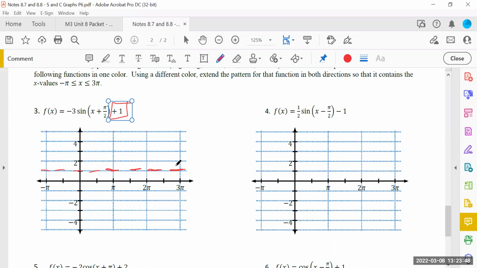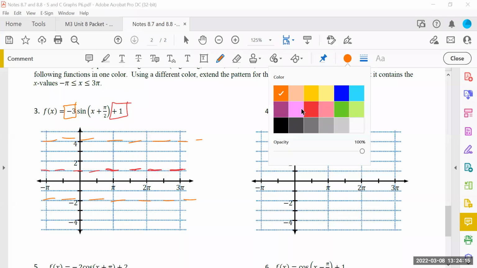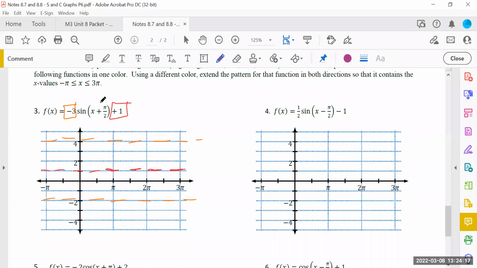The number on here, that's your equilibrium. Then find the amplitude. So in this case, amplitude is 3, right? The absolute value there. So 3 above, 3 below, right? Below the red line. So 1, 2, 3. That's where our whole graph is going to be, in between those lines. We're going to shift left pi/2.